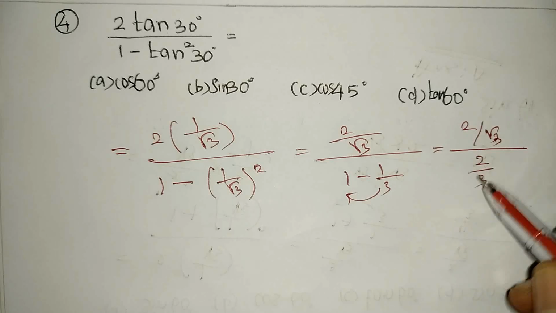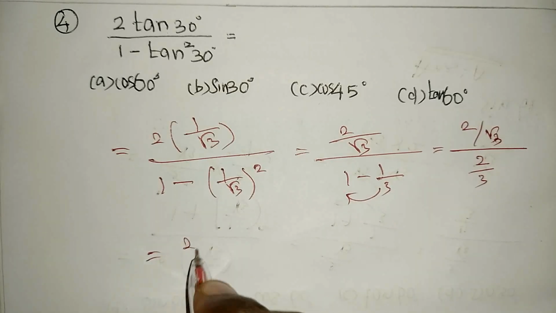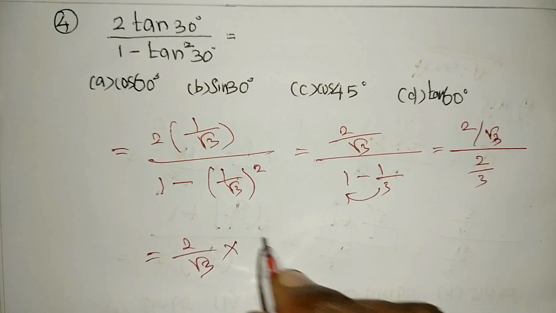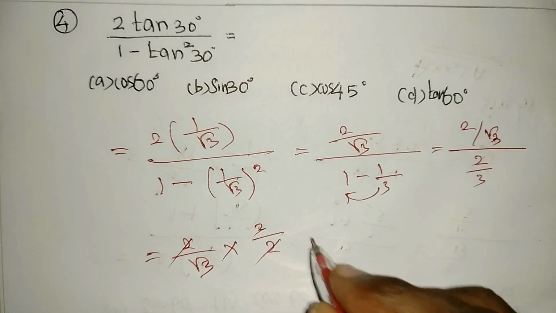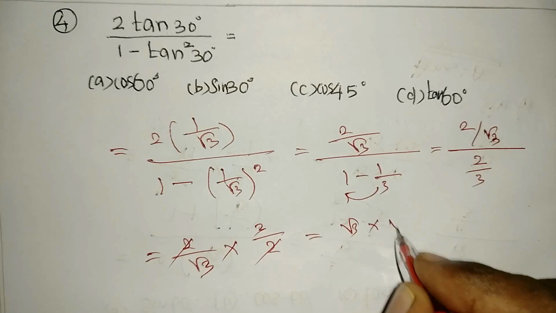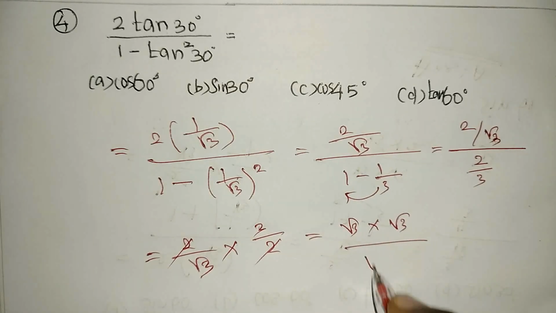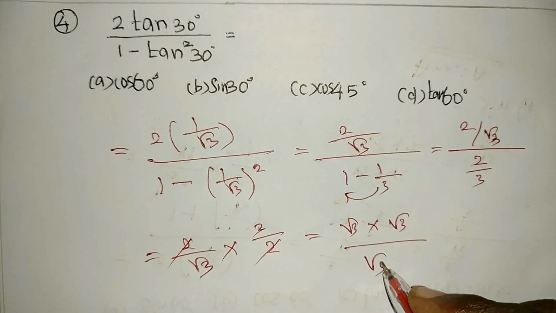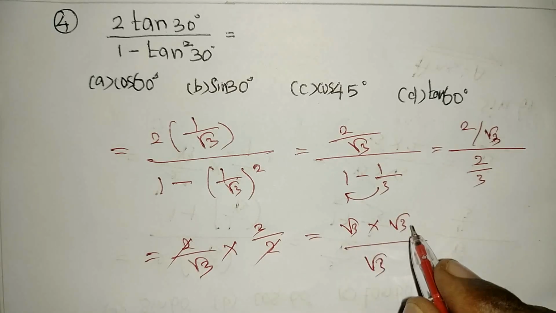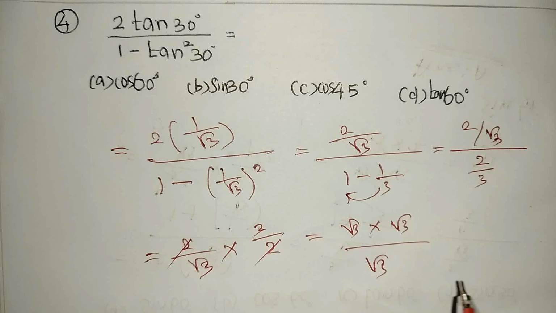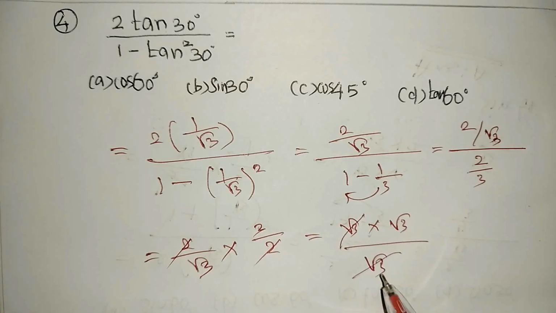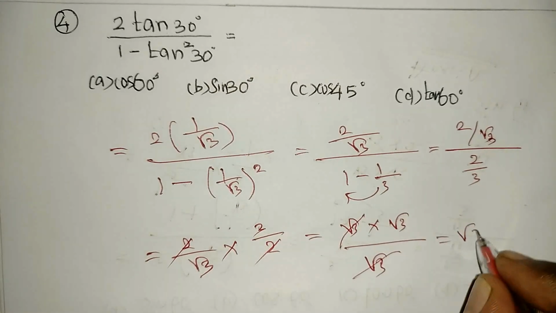Now this 2 by 3 bring to the numerator. Then 2 divided by root 3 into, it will be reciprocal, then 3 divided by 2. This 2 will be cancelled. This 3 I'm going to write as root 3 into root 3, whole divided by root 3 we have. Why am I writing this 3 in the form of root 3 into root 3? It is possible to cancel, so that I'm writing. Otherwise, it is not possible, and we would just stop at the answer. But it is possible, so I'm writing like this. Now we are getting root 3.